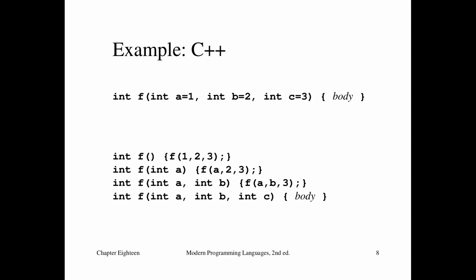We can call it with no parameters, and then it's the same as calling f(1, 2, 3). If we call it with only a single parameter, that's the same as calling f with a value for a, and then the defaults for b and c, 2 and 3. And if we have 2 parameters, it gives us whatever those 2 values are for the first 2 parameters, and then a default for the third. And then finally, obviously, we have defined a, b, and c.